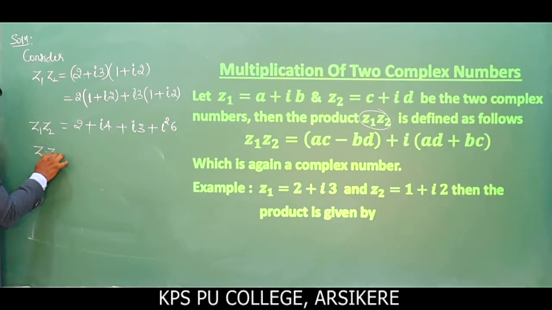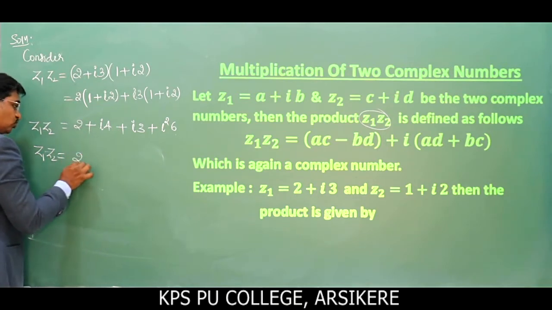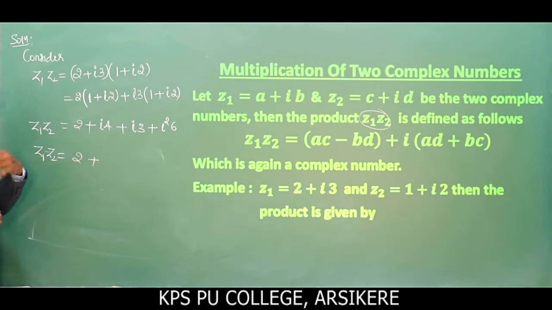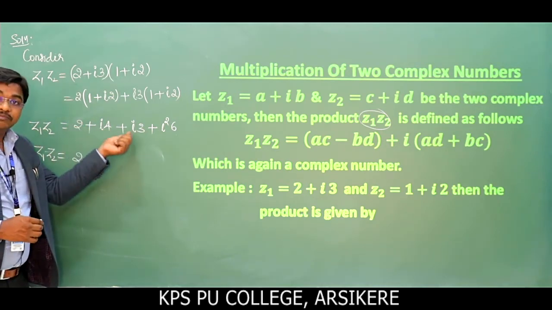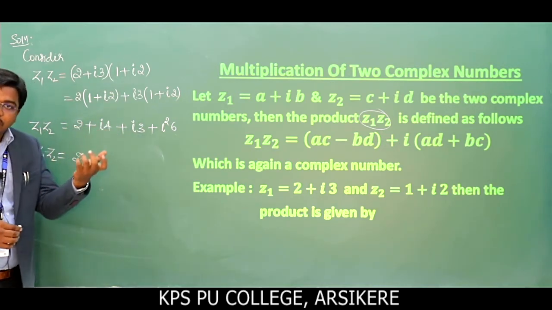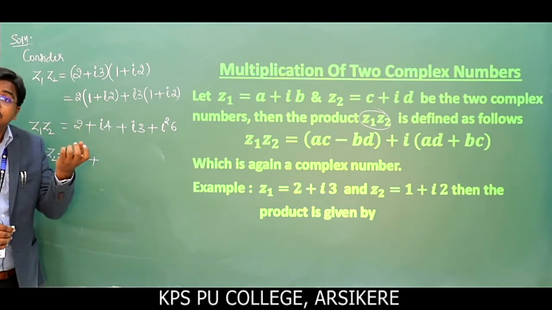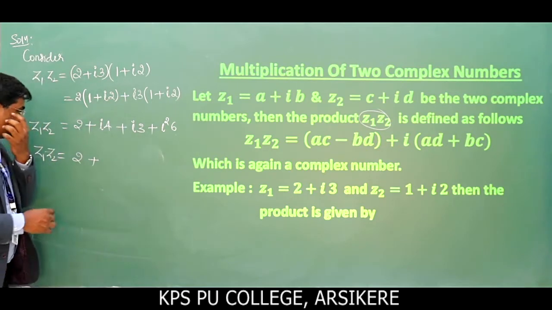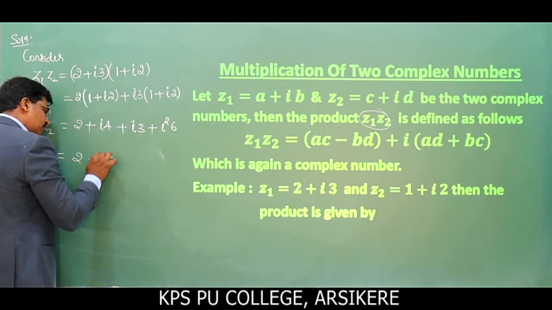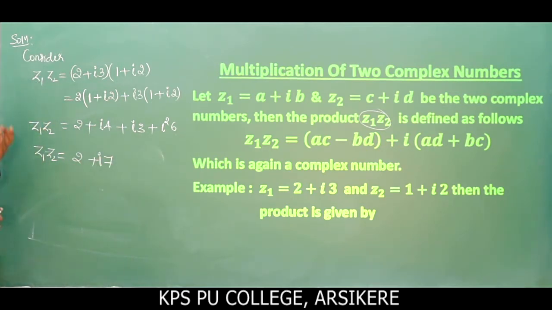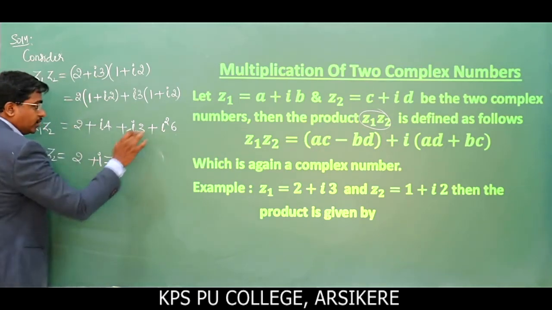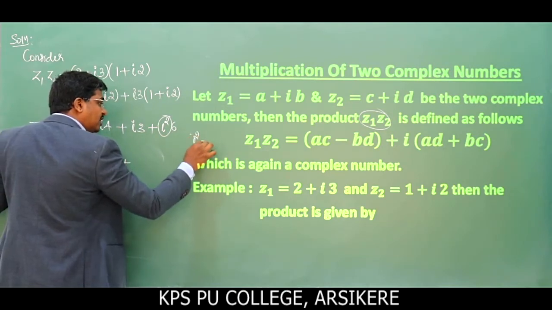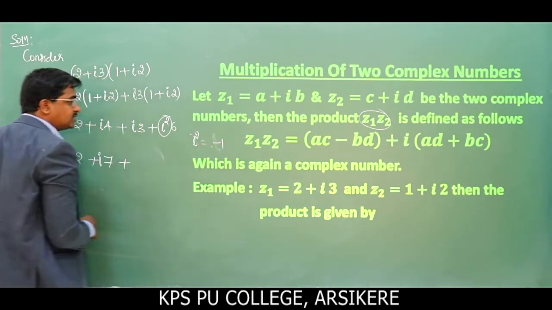Z1 into Z2 is equal to, first write 2 as it is, plus, from these two terms i is common. 4i plus 3i, what do we do here? Both are like terms, so we have to add the terms 4i plus 3i. Here also 4i plus i into 3 becomes 7i, plus, sorry, here this is very important, the i square value. What is the i square value? We already discussed, this is -1.